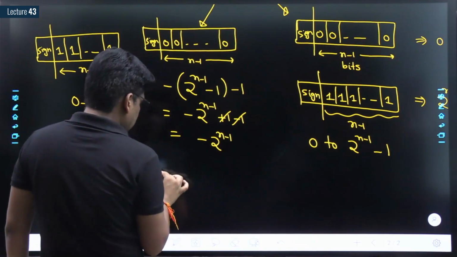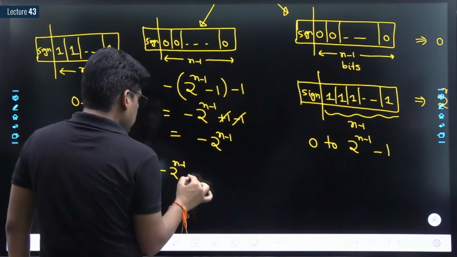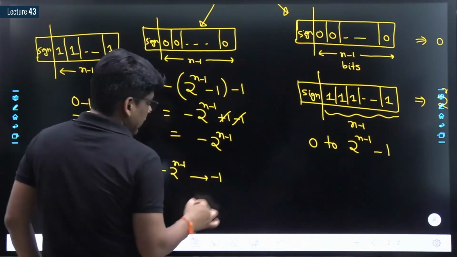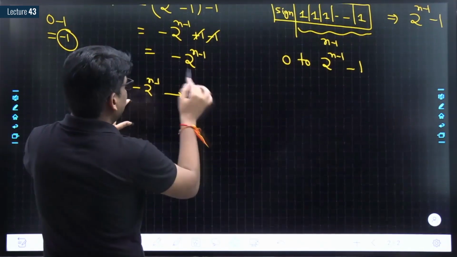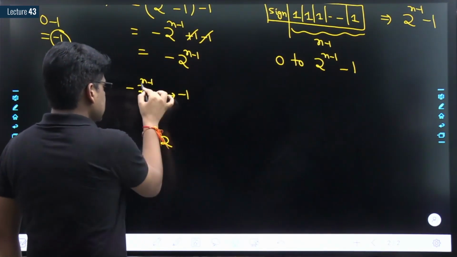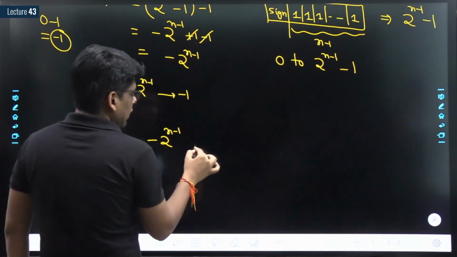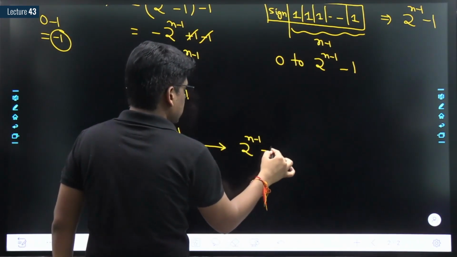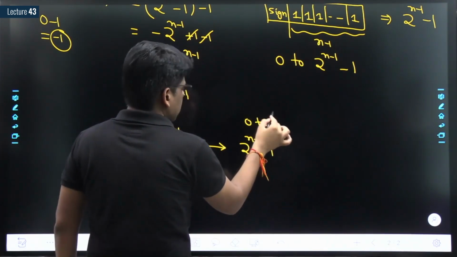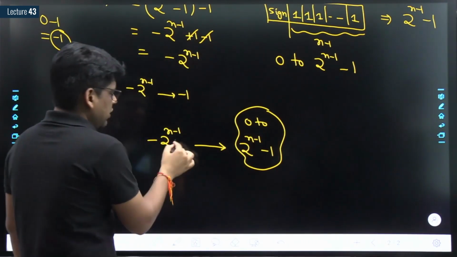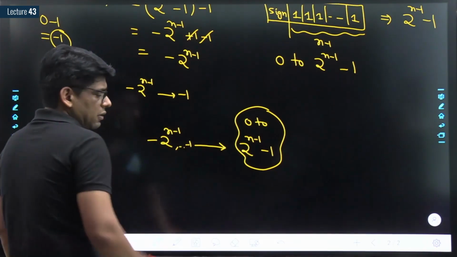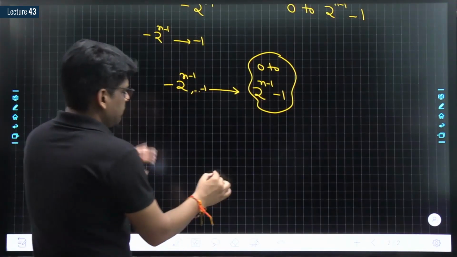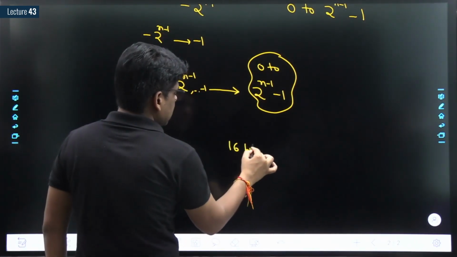So in negative, what is the range? It is nothing but minus 2 to the power n minus 1, and it goes till minus 1. So what is the final range? This is the smallest value in negative, and what is the largest value in positive? 2 to the power n minus 1, minus 1. Or you can understand it this way. We have minus 1.